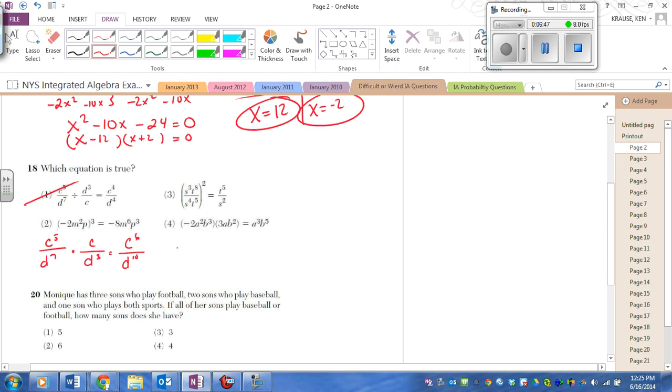Number 2, negative 2m squared p all cubed. 2 cubed is negative 8. M squared cubed, you multiply the exponents, so that'd be m to the 6th, p cubed. Right, the right answer.